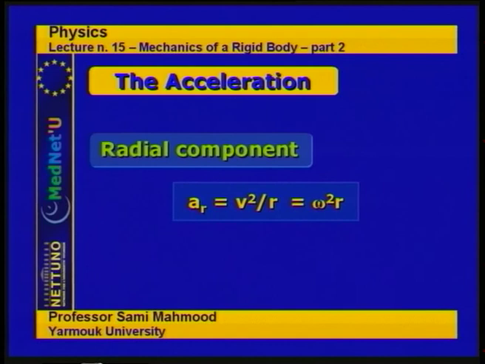And we substitute for the value of v using the angular speed instead of the linear speed. Thus, v square is equal to omega square r square divided by r. That will give us omega square r. So the radial acceleration a sub r is given by omega square r in magnitude, and the direction is known to be towards the center.